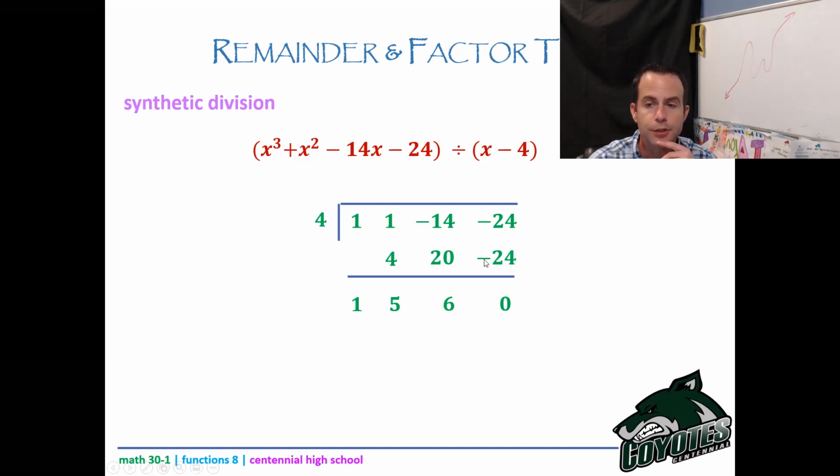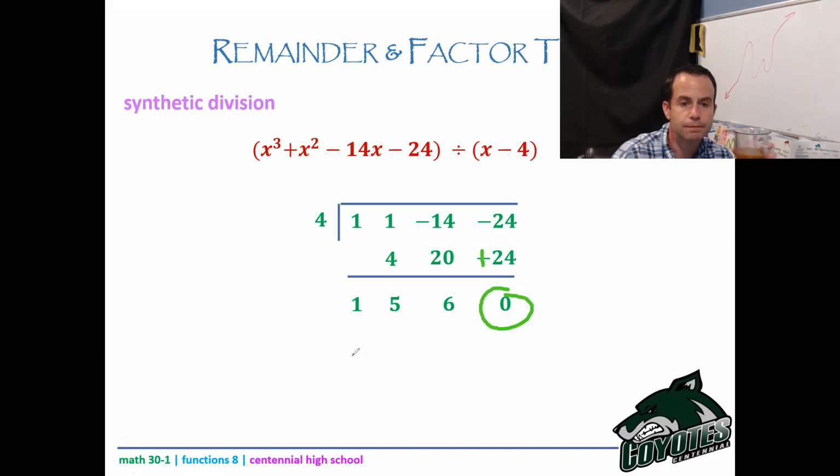That should say positive 24. Sorry about that. I can fix that for you right now. That should say positive 24. Okay, so negative 24 plus 24 is 0, and then that's where I get my remainder of 0. So I end up with x squared plus 5x plus 6 with no remainder.